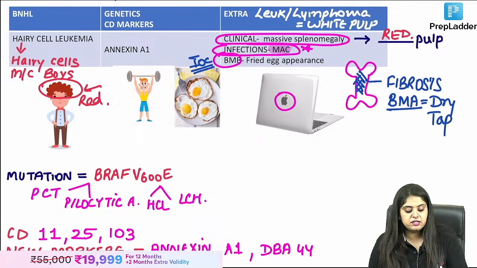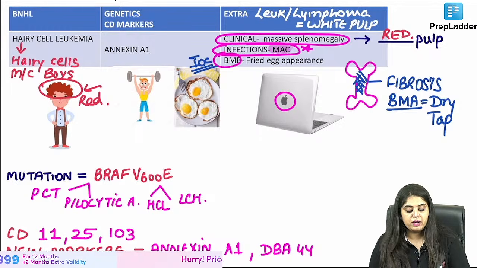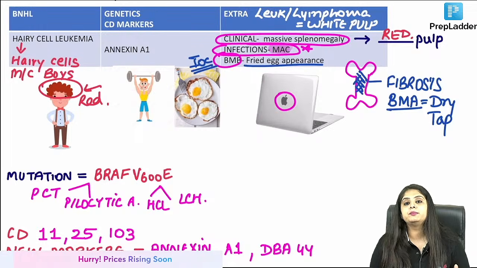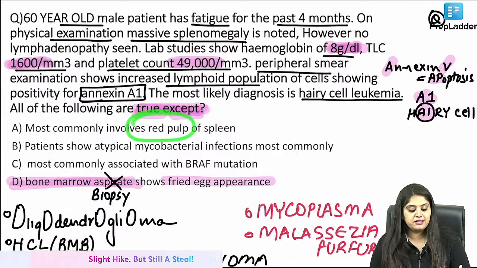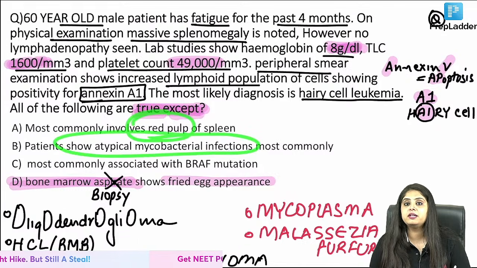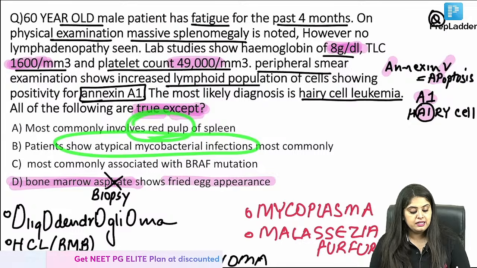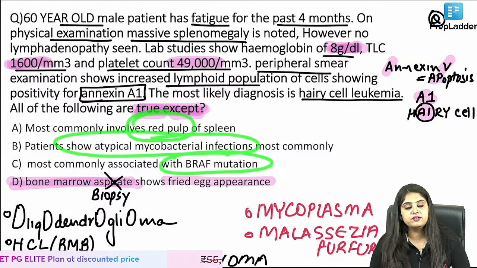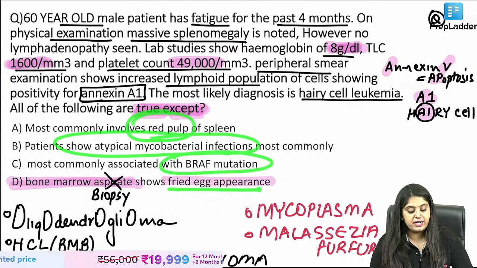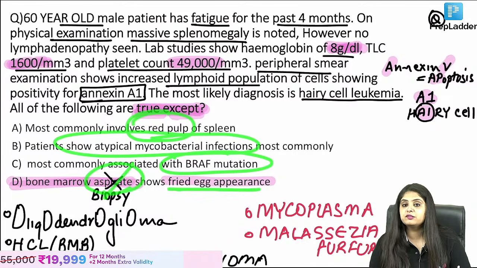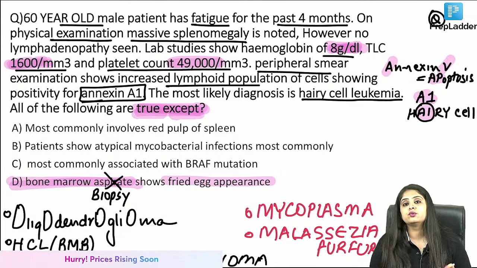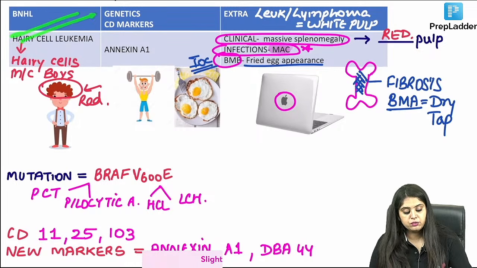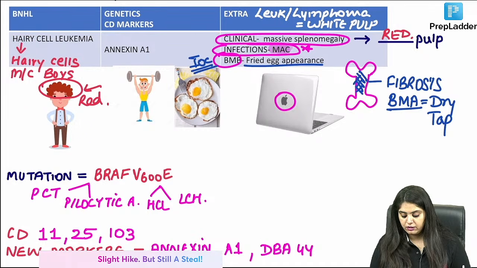Therefore, what is the investigation of choice? It is bone marrow biopsy. What does that show you? The fried egg appearance. And coming back, is it going to involve the red pulp of the spleen? Yes. Are MAC infections most common? Atypical mycobacteria? Yes. Is it going to show you the BRAF V600E mutation? Yes. But does it show fried egg? Yes. On a bone marrow aspirate? No. Bone marrow aspirate shows you dry tap. Bone marrow biopsy shows you the fried egg appearance. That is the story of hairy cell leukemia that you have to know.